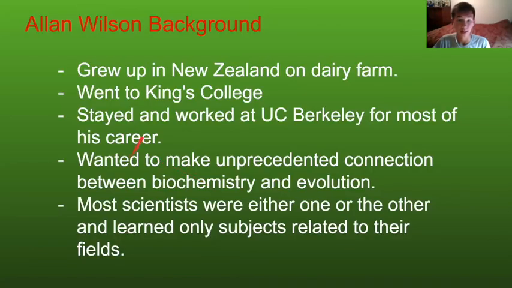Here, he grew up in New Zealand on a dairy farm, and then he went to King's College. He ended up staying and working at UC Berkeley for most of his career, but he was very interested because he realized that most people in this field are either an evolution person or they're studying chemistry and biochemistry. There's never any overlap. So he really wanted to make this unprecedented connection between biochemistry and evolution and bring them together to make a higher level of understanding that we can have by combining different parts together.